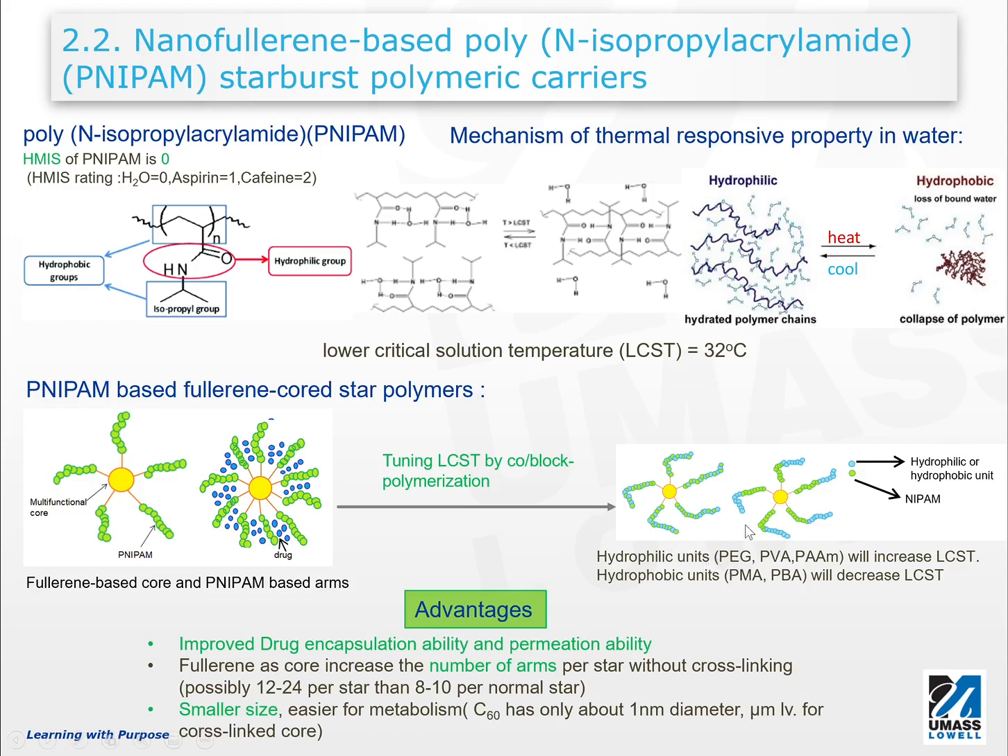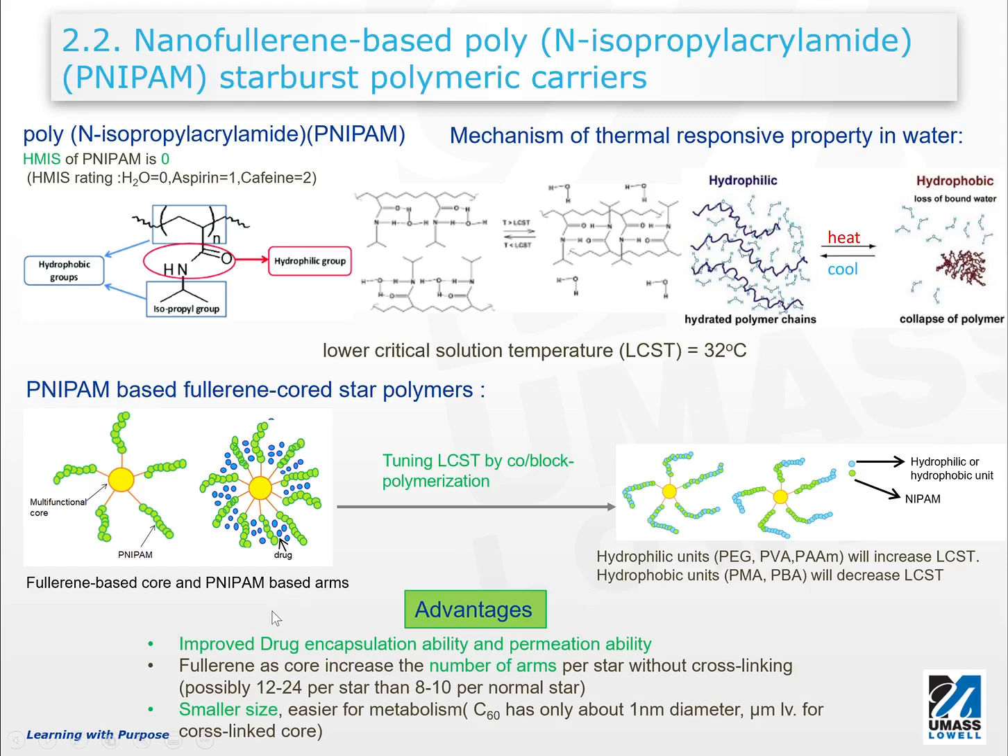For example, if we have a second block of polymer on the first PNIPAM block, and this second block is a hydrophilic unit such as PEG, polyvinyl alcohol, or PAA, this will increase their LCST, so the temperature will go higher than 32 degrees. And if we have a hydrophobic polymer such as polymethyl acrylate or polybutyl acrylate, then the LCST will decrease to a lower temperature, lower than 32 degrees. In this way, we can tune the temperature to our designed temperature, because the temperature in the human body is different. It's not the same everywhere.